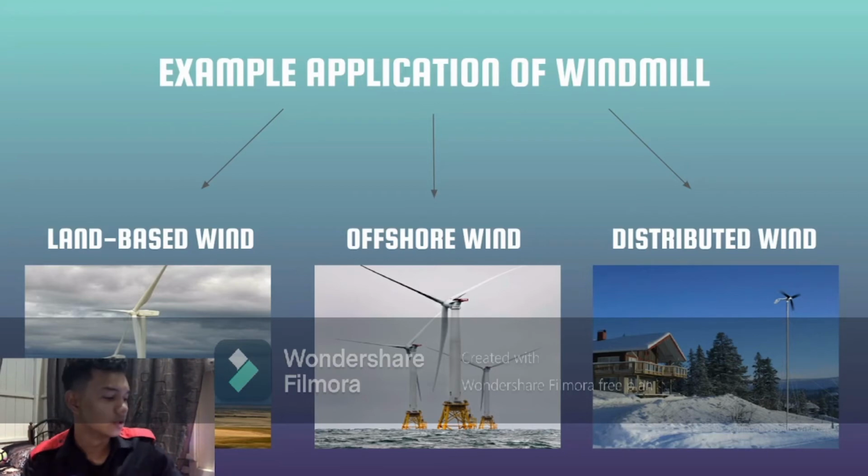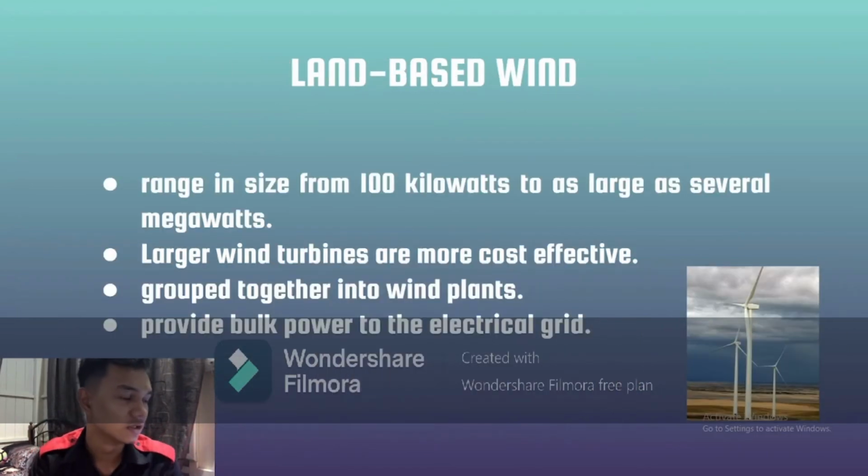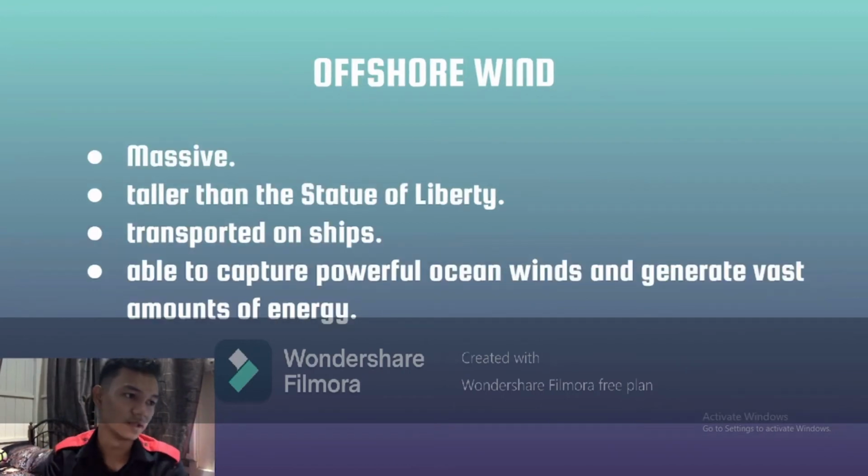So we go to explanation of land-based wind. For the land-based wind, turbines range in size from 100 kW to as large as several megawatts. Larger wind turbines are more cost-effective and are grouped together into one plant, which provides bulk power to the electric grid.